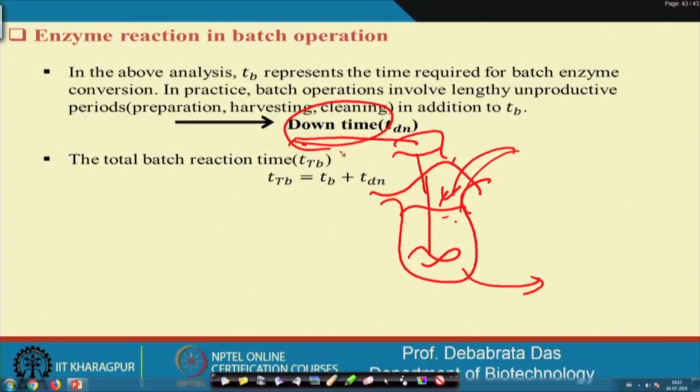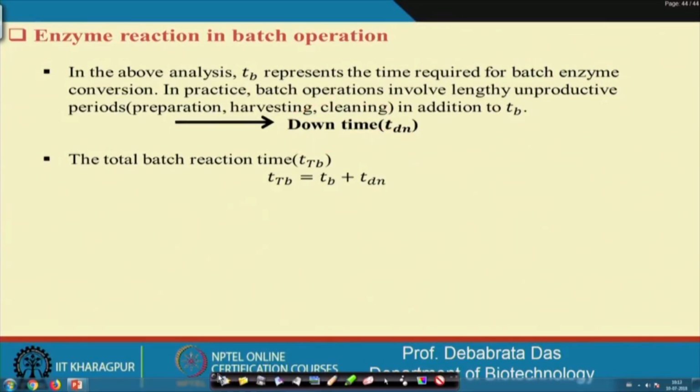So whenever we talk about any kind of batch fermentation process, we still have to consider the total batch time. Total time is the total batch time: reaction time, which is the time required for the reaction to be carried out in the batch process, plus downtime. So this downtime we have to consider in case of batch fermentation process. This we shall have to remember.